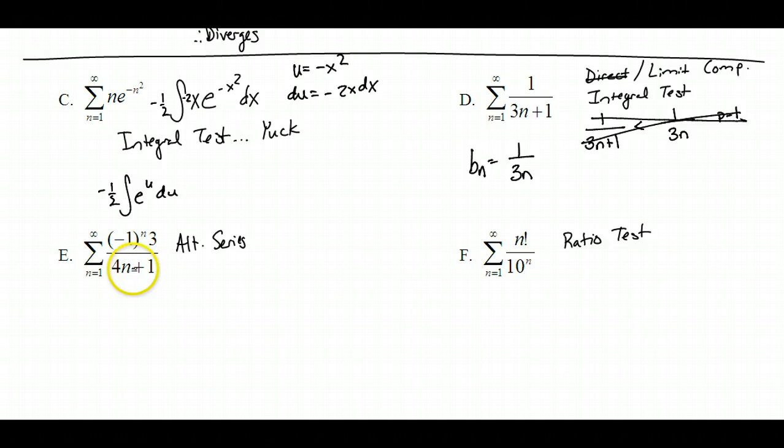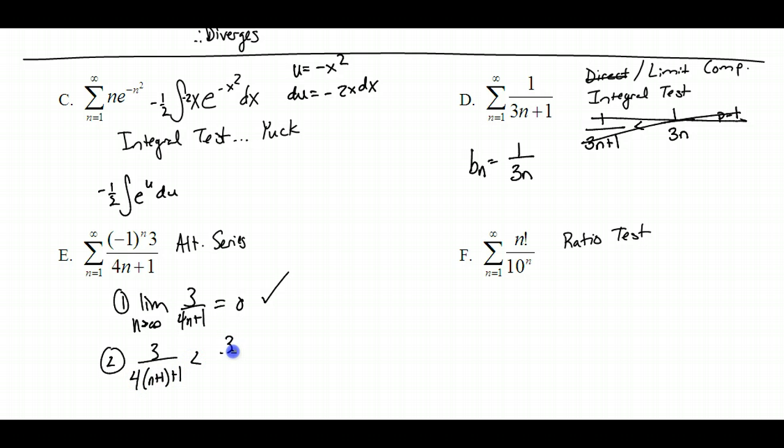E is awesome. You can use alternating series, so that negative 1 to the power of n or negative 1 to the power of n plus 1 is really nice to see. Alternating series, make sure you show the 2 conditions. Number 1, limit as n approaches infinity of 3 divided by 4n plus 1 is equal to 0. Good, that condition is met. Are your terms decreasing? Well, yeah, you'd have n plus 1 plus 1. It's going to get smaller. Terms are decreasing. That would converge.